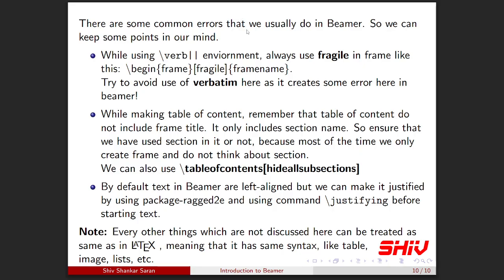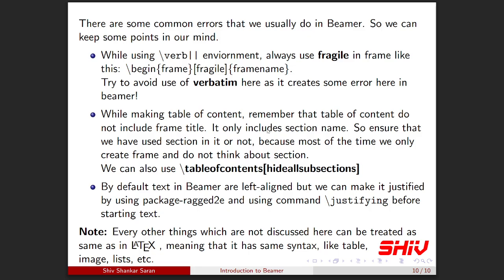There are some common errors that we usually make in beamer, so we can keep some points in mind. While using the verb environment, we always have to use fragile in the frame, like this: backslash begin frame, and then fragile in square brackets, then the frame name. And we should avoid using verbatim here. It creates some errors in beamer.